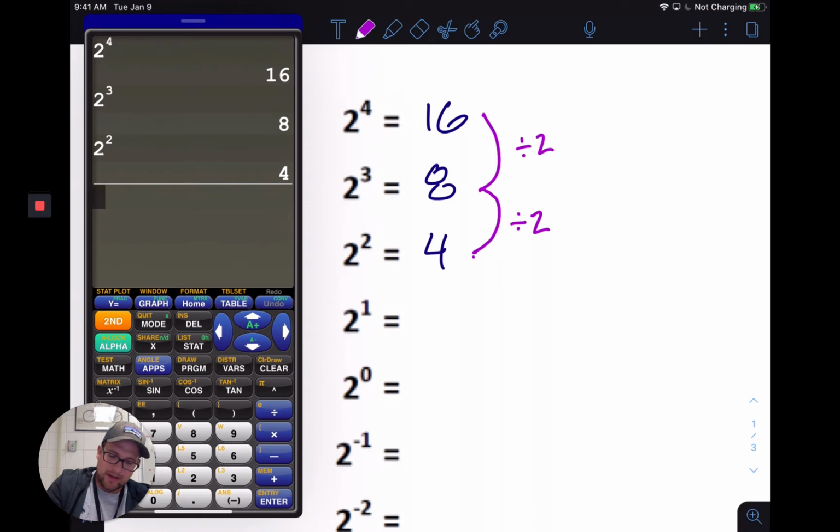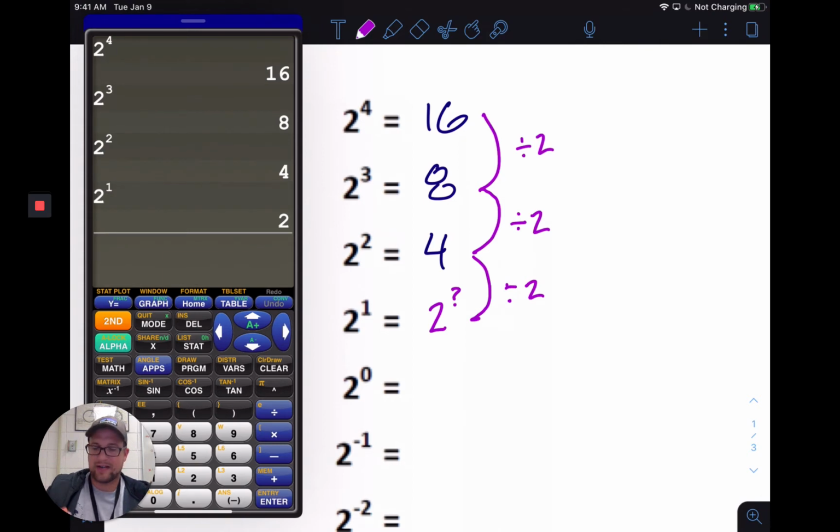So maybe if I follow the pattern down and I divide by 2 again, I can get to that next number. Now, if I take 4 and I divide that by 2, I know that that gives me an answer of 2. But maybe we're not exactly sure, so let's just put a question mark there for a minute. We can check it using our calculator. So 2 to the 1st power, in fact, is 2. So it does look like this pattern actually works, and we can generate what comes next.